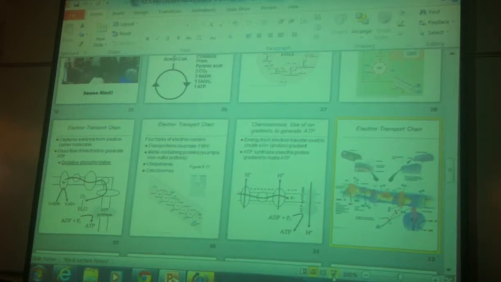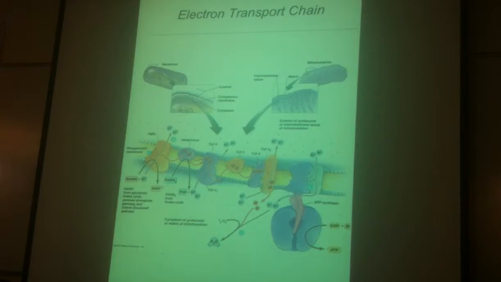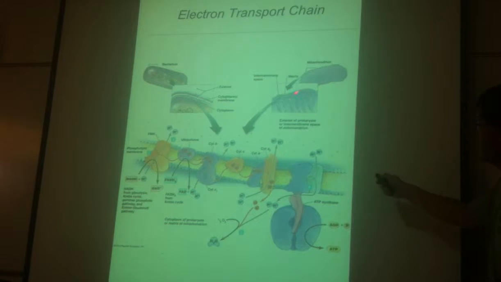Okay, so that was a way to animate this process that we have here. Just to point out again, you can actually see where this is occurring. Here is the membrane of the bacteria where it happens. So it's happening across the cytoplasmic membrane. Here it is happening in the mitochondria.